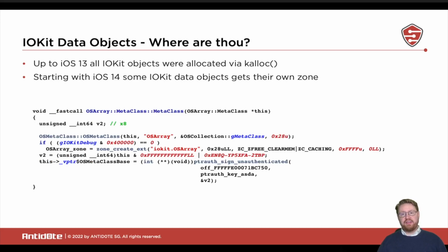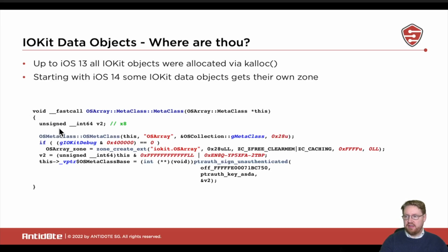The next thing, IOKit data objects. These are something that is very often used for exploitation. Up to iOS 13, all of these IOKit objects were simply allocated via kalloc, so they would end up in the normal kalloc zones. But since iOS 14, Apple has started to add new zones for specific IOKit data objects, so that they are now stored in their own zone.